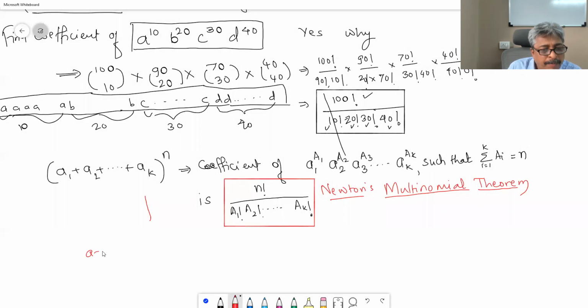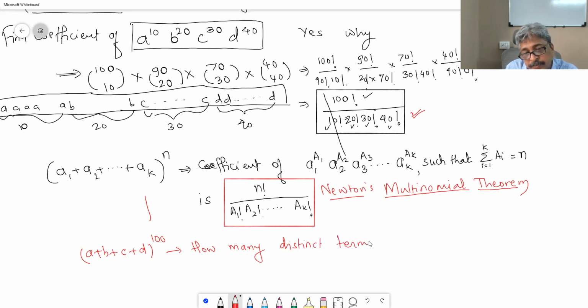how now a plus b plus c plus d bracket raised to 100 we did, and we said this is one of the terms that will be there in the expansion, and we found out its coefficient also. Okay, so how many distinct terms in the expansion? Do you understand the meaning of that?